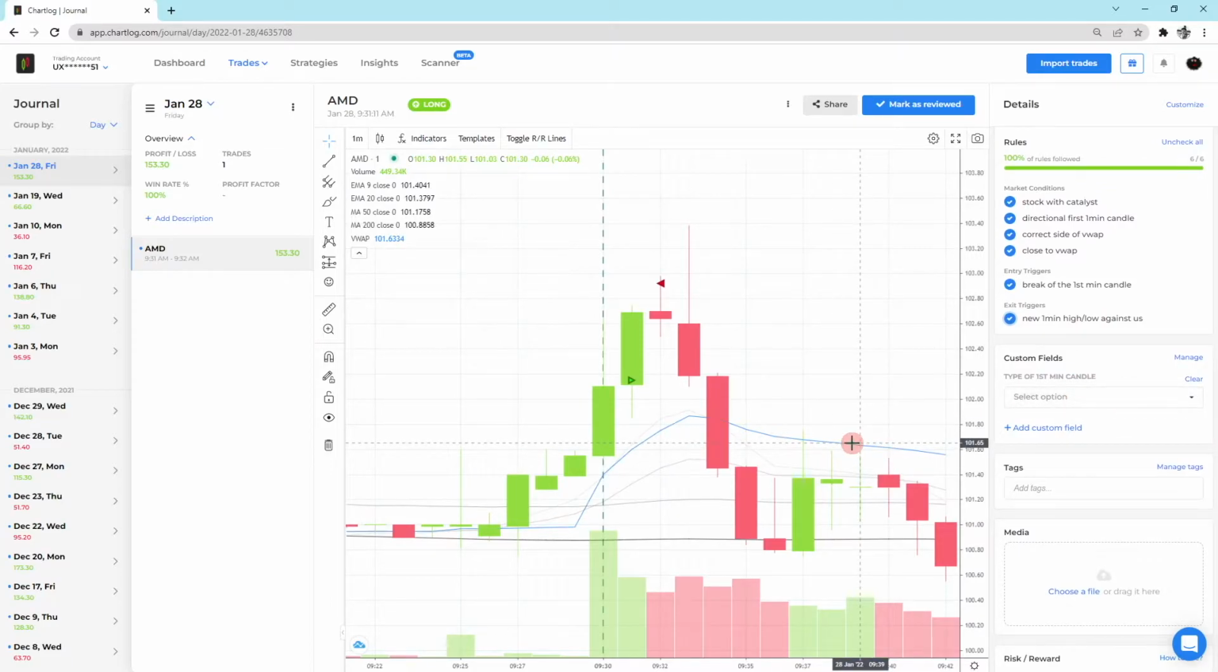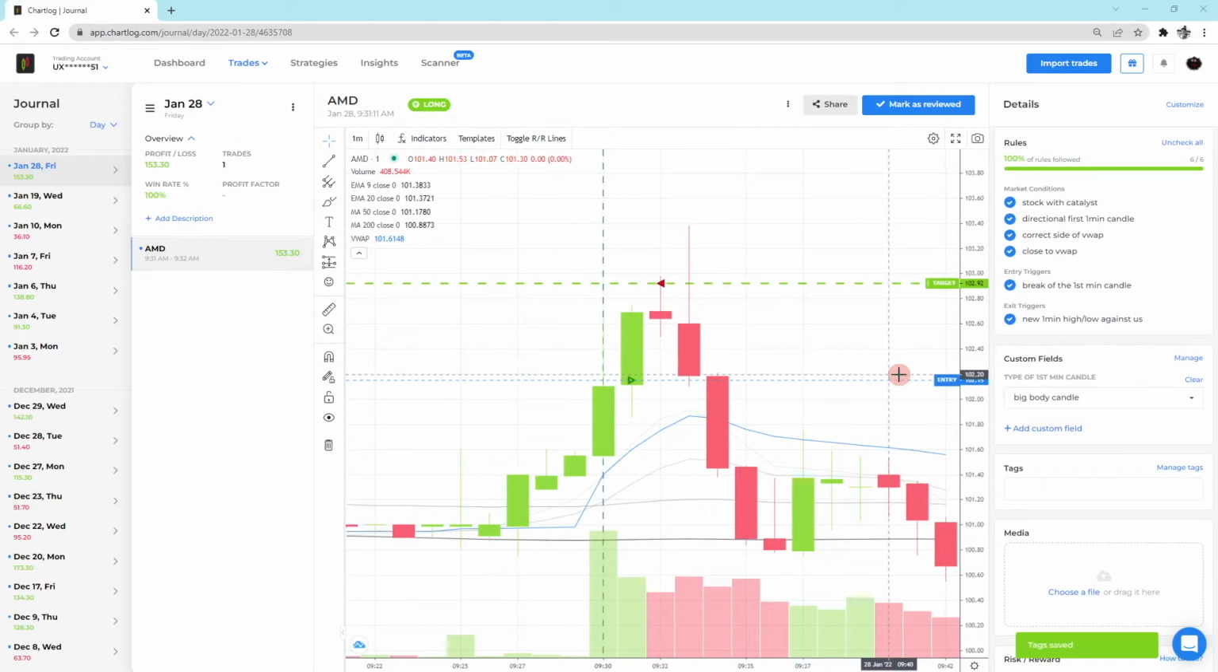We also wanted to track what kind of candle the first 1 minute candle was. And in this case, like I said, it's a big body candle. It started here and ended here, nearly no wicks. So we select the option inside of the custom field that we created in the lesson before, and we will say this is a big body candle. So now Chartlog saves that data and we can move on.